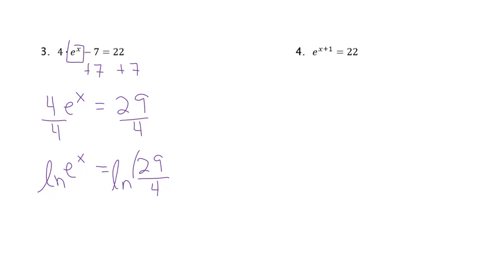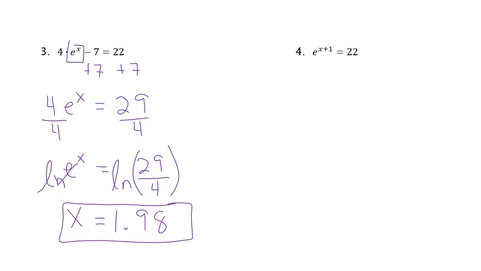Again, the natural log is the inverse of e. In our calculator, we can actually just type in the natural log button with a parenthesis, put 29 over 4, close it, and that would give us our final answer. So we can let our calculator and the display function do a lot of the heavy lifting. And our final answer would be x is 1.98.